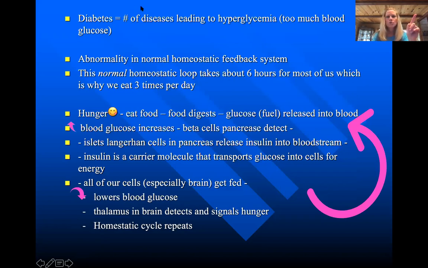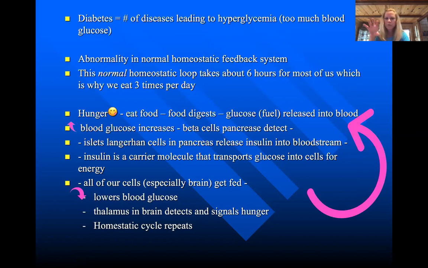Okay. So diabetes is really a whole family of diseases that is characterized by this thing called hyperglycemia. Hyper meaning too much, glycemia meaning glucose in the bloodstream. So too much blood glucose or blood sugar in the bloodstream. So when blood glucose levels rise really high, that's what we consider to be a potential form of diabetes. So there's an abnormality in people with diabetes in that normal homeostatic feedback system.